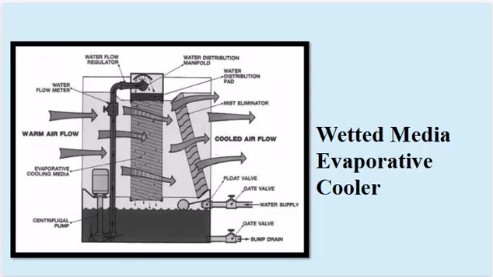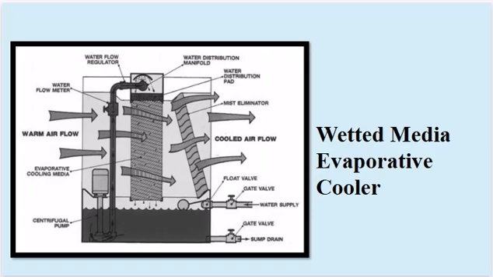The image you provided illustrates a wetted media evaporative cooler. Here's how it works. Warm air enters the cooler and passes through a wetted media pad. Water is pumped into the pad, saturating it and providing a large surface area for evaporation. As the warm air passes through the wet pad, the water absorbs heat from the air, causing it to evaporate. This evaporation process cools the air significantly. The cooled air then exits the cooler and is distributed to the desired area.